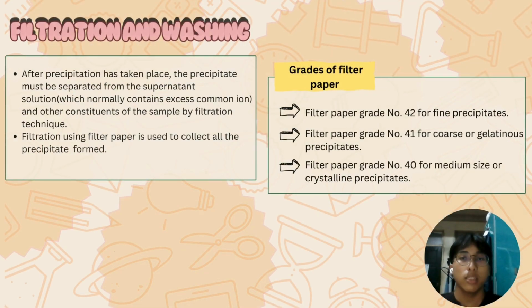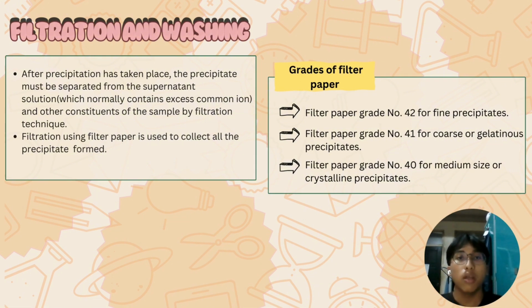Next is filtration and washing. After precipitation has taken place, the precipitate must be separated from the supernatant solution, which normally contains excess common ion and other constituents of the sample, by filtration technique. Filtration using filter paper is used to collect all the precipitate formed.